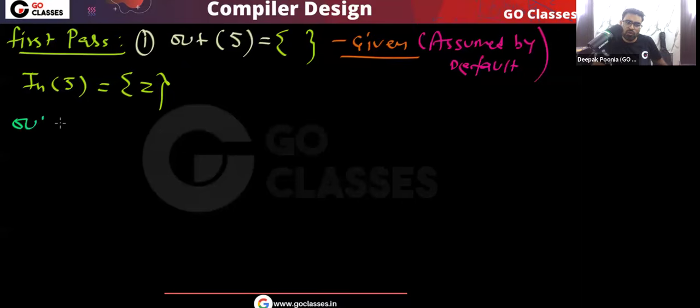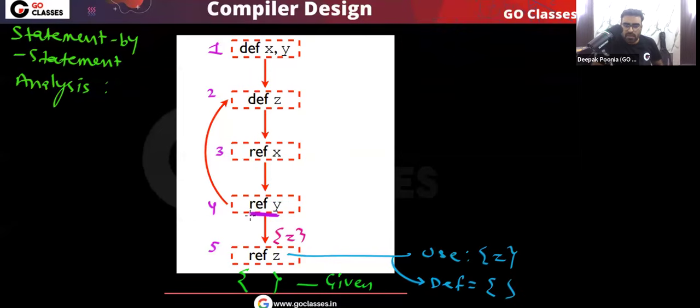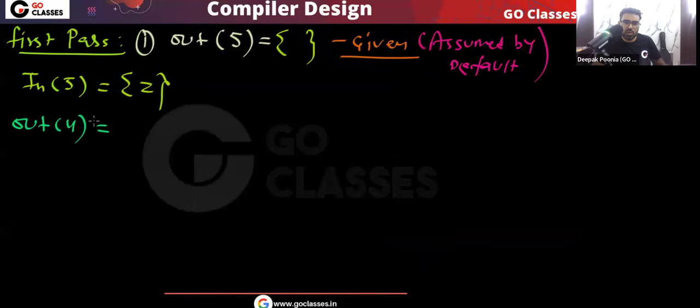Can you tell me what is out of 4? Now notice one thing here. For this 4, actually there are two outgoing edges. Don't forget about this outgoing edge. Yes or no? There are two outgoing edges like this. So tell me what will be out of 4? That will be the union of these two. So out of 4 will be the union of z with the other.